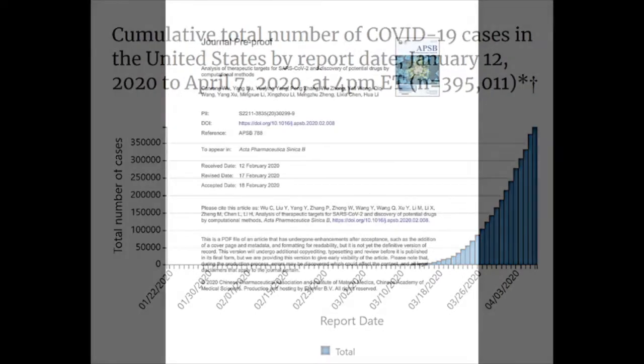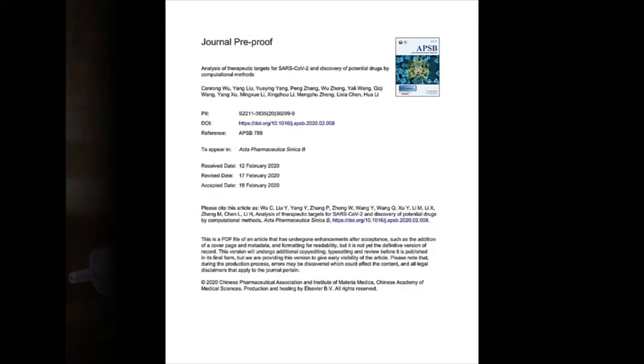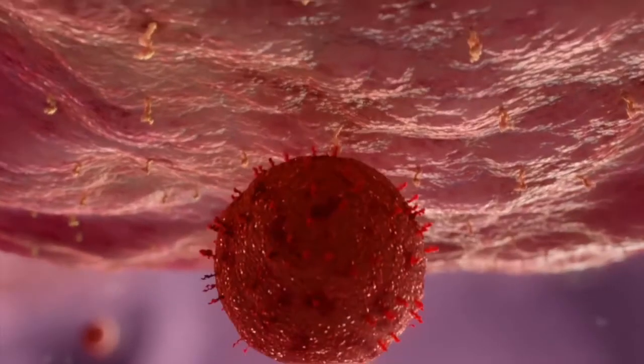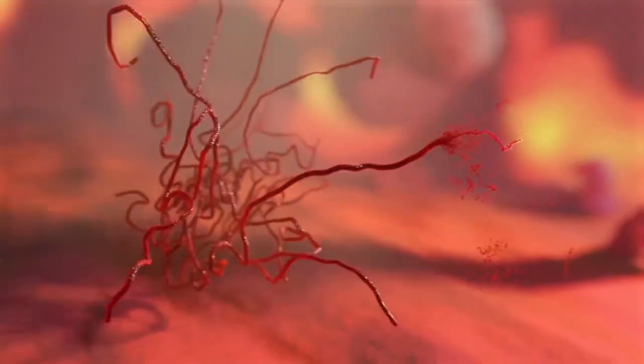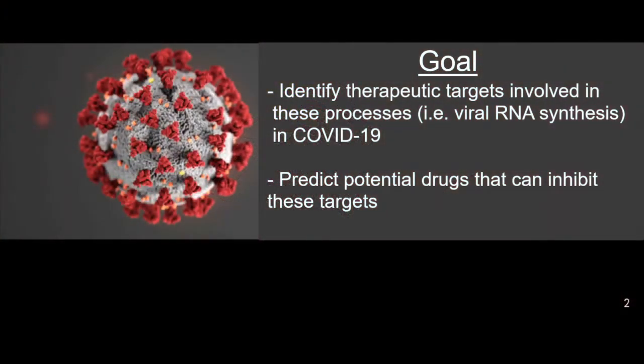According to this research paper by Ken-Rong Wu and others, the fastest way to treat COVID-19 is to find molecules from marketed drugs that can inhibit the virus. For instance, a potential anti-coronavirus therapy could involve blocking the virus binding to human cell receptors, preventing the synthesis of viral RNA, or inhibiting the virus's self-assembly process in the host body. Thus, the goal of this paper is to identify therapeutic targets involved in these processes in COVID-19 and to predict potential drugs that can inhibit these targets.